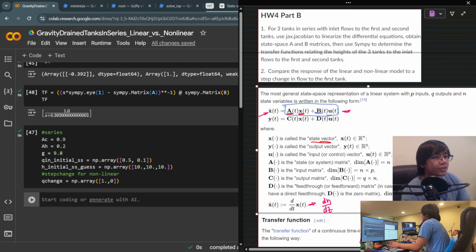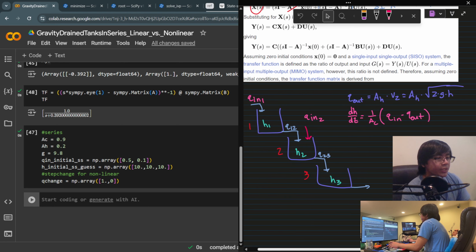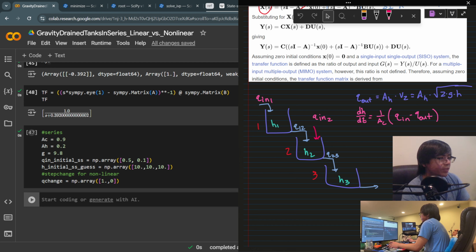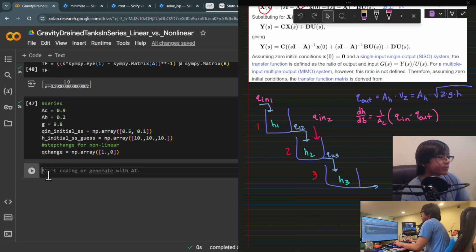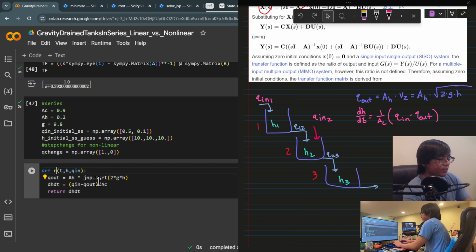Here. Right here. Yeah. So hopefully I don't screw this up somehow. Yeah, I'll copy paste what I wrote down. There you go. And instead of right hand side single, I'll just call it right hand side.